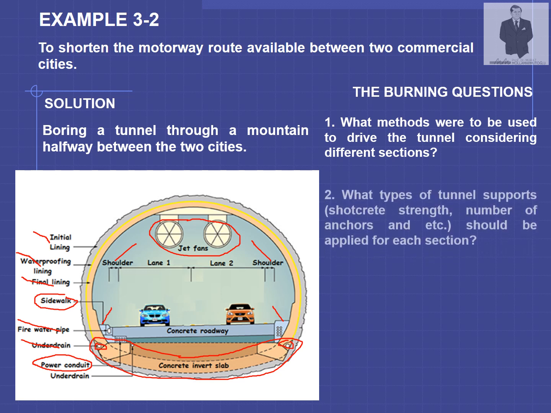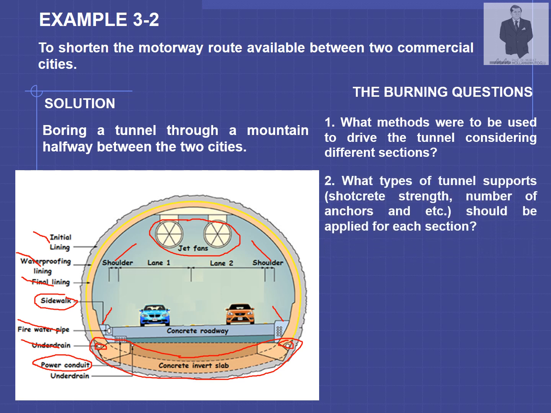The second question, what type of tunnel support should be applied for each section? Again, these will depend on the soil and rock conditions. Due to them, the shotcrete strength and the number of anchors will be decided.